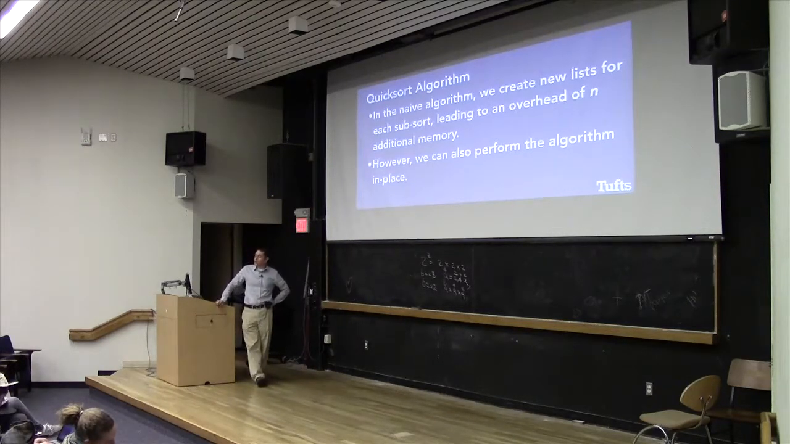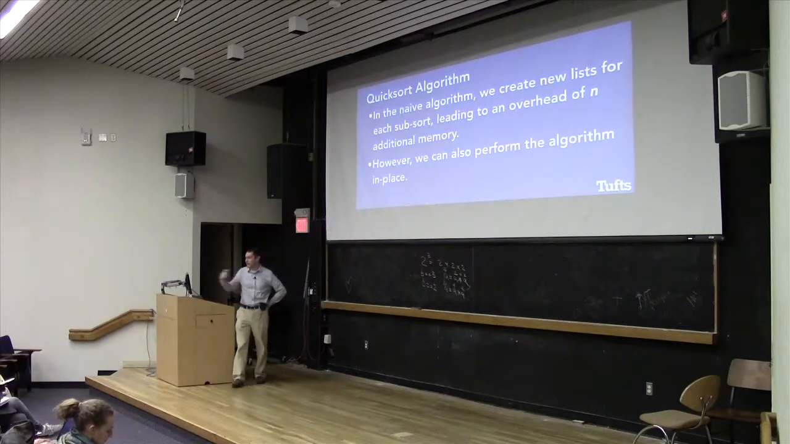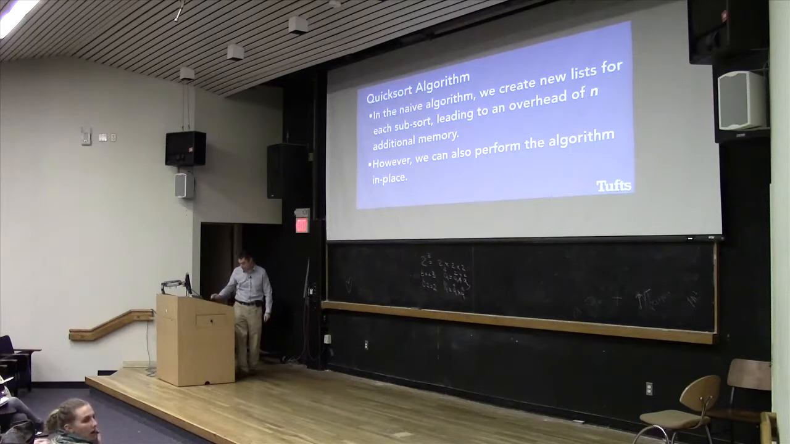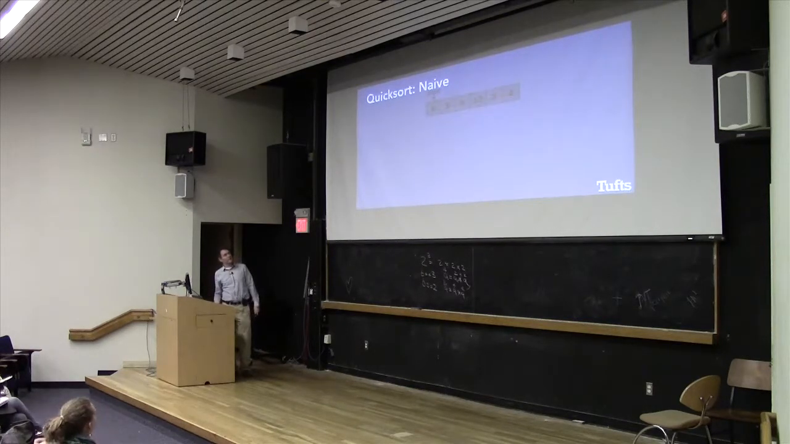Kind of like with merge sort, there is what we call a naive algorithm where we create new lists for every subsort. Okay? That actually uses more extra memory, again, about n more memory, which we'd rather not do. We can do it in place. I'm going to show you both versions here, so you can see both versions of this. All right, here's the naive one.